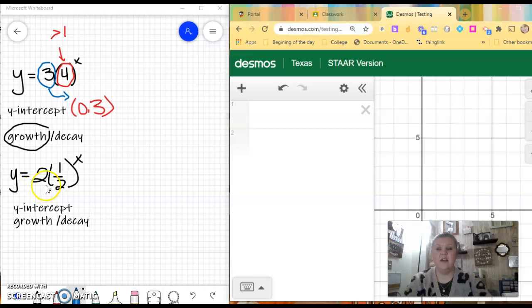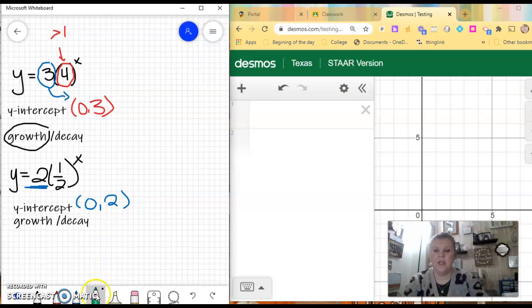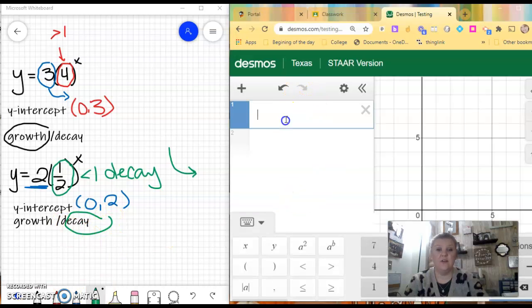Okay, so on the second one, right off the bat, just by looking at the equation, the number in the very front, not the one with x, but in front of it, is 2. So that's going to tell me that my y-intercept should be 0, 2, and we're going to graph it and check it. Now, this inside number right here is less than 1. So if it's less than 1, it should be a decay. What that means is I expect to see my graph look something like this. Now again, we're going to use Desmos to check.